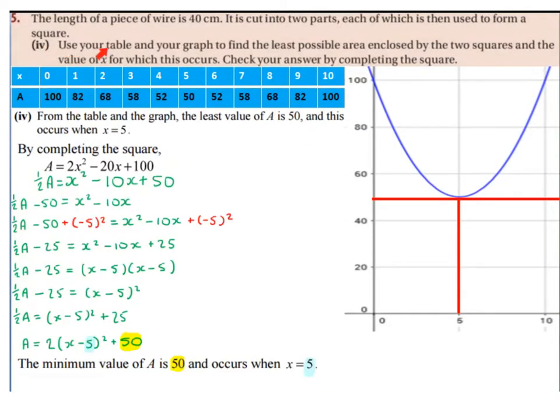Part 4. Use your table and your graph to find the least possible area enclosed by the two squares and the value of x for which this occurs. Then check your answer by completing the square.